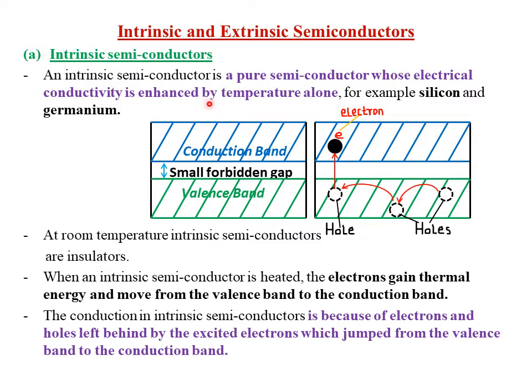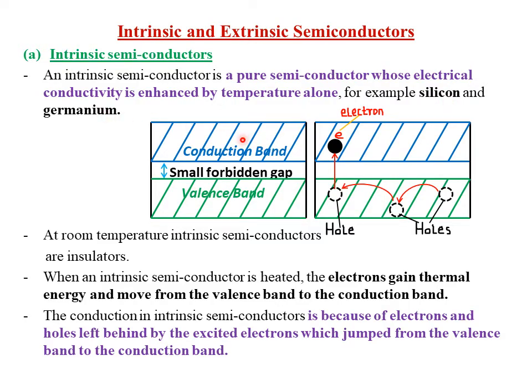So that simply means that for the case of intrinsic semiconductor, at room temperatures, they are simply insulators, or they do not conduct electricity. However, if their temperature is increased beyond a certain level, then they become conductors. Examples of intrinsic semiconductors include silicon and germanium.